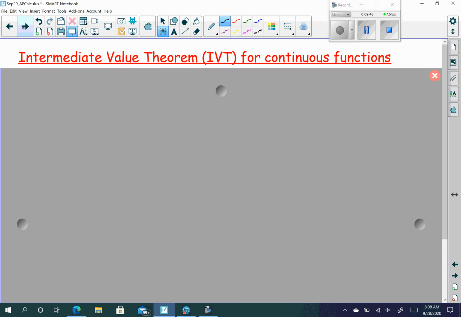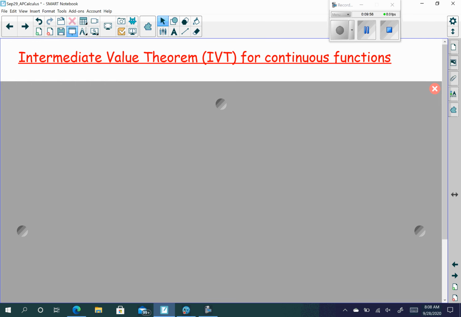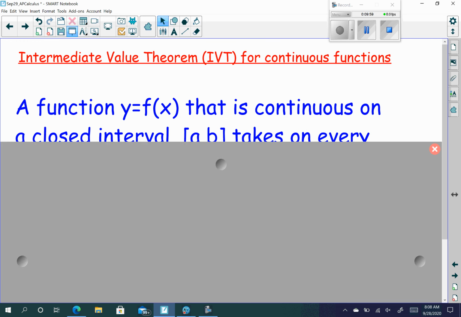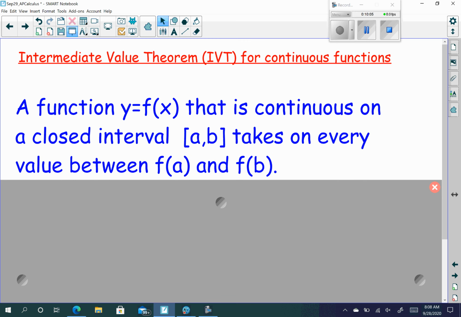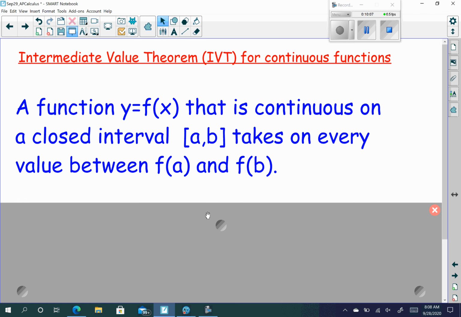All right, and then another theorem, this was on page 79. It's called the intermediate value theorem for continuous functions. And a lot of these theorems, after you look at them, are ones where you just know it makes sense, but they're really taking the time to make sure we understand this.